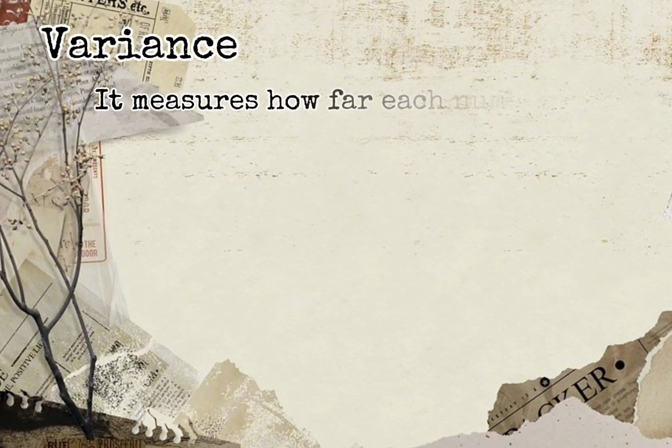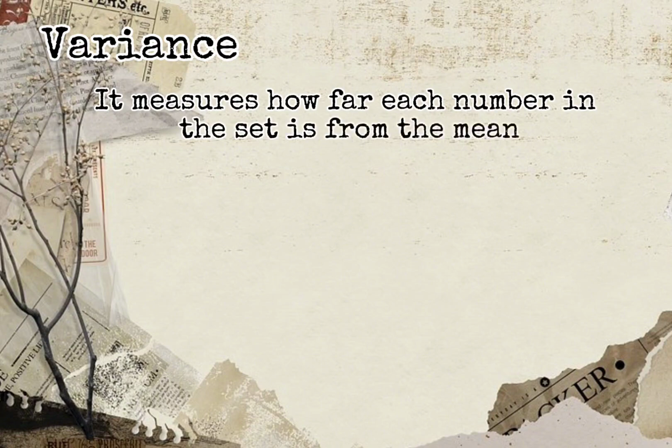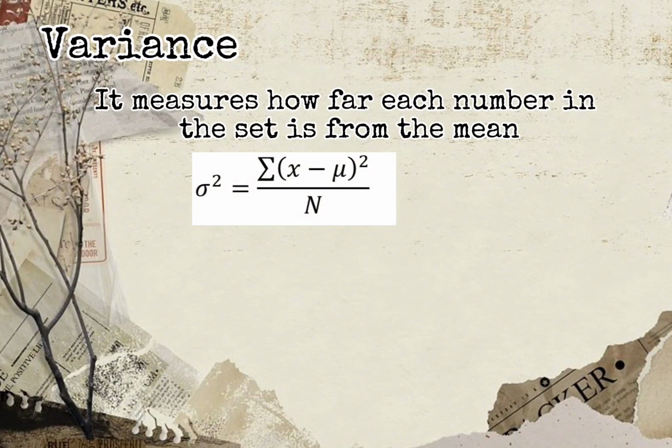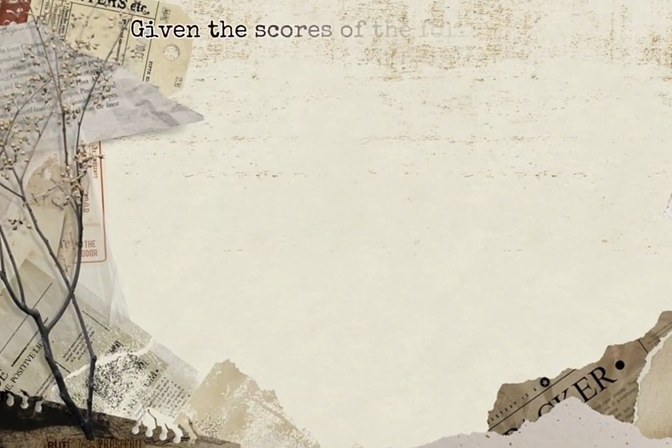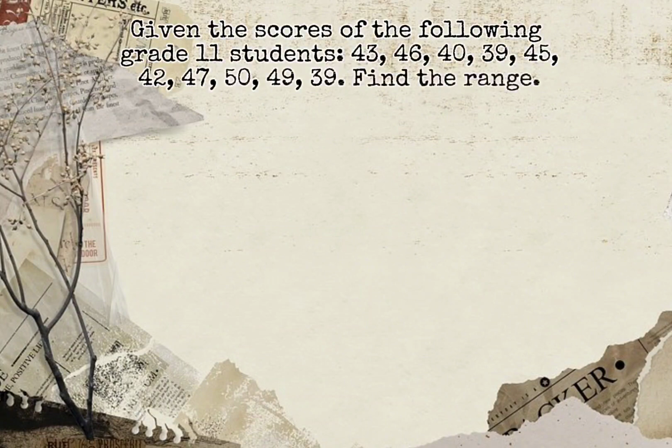Variance. It measures how far each number in the set is from the mean. In finding the variance, we have to use the formula. The formula is sigma squared equals the summation of the quantity x minus x bar squared over n, wherein sigma squared is the variance, x is the individual datum, x bar is the mean, and n is the population size. So we're going to use the same data to find the variance.